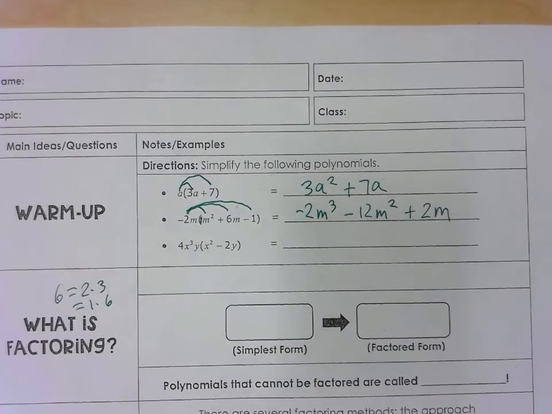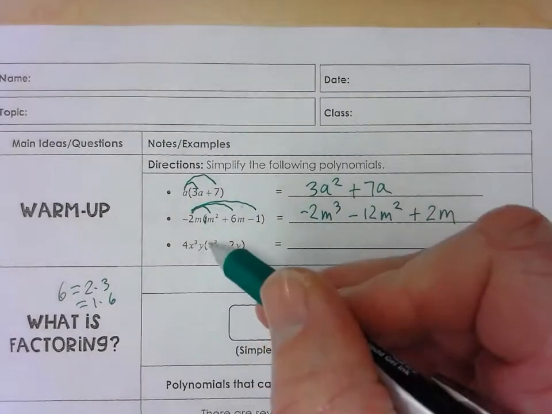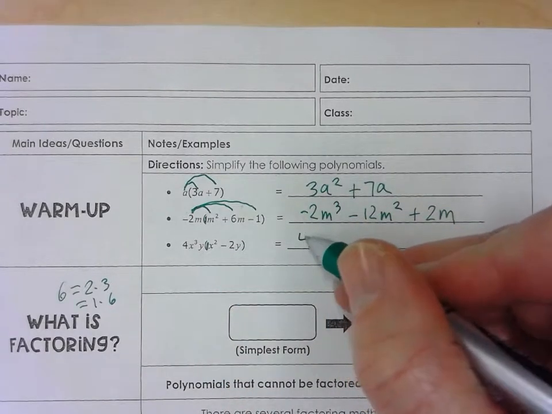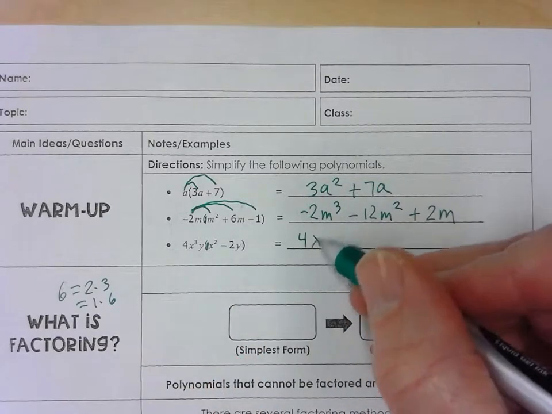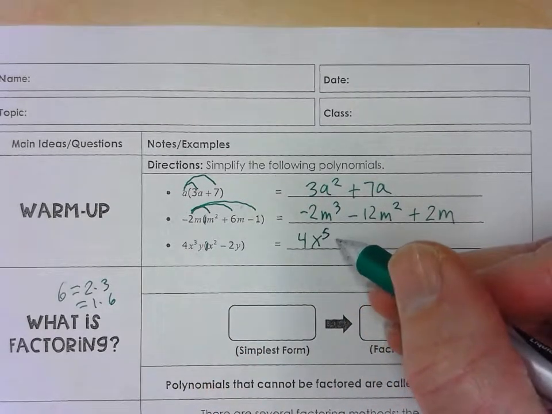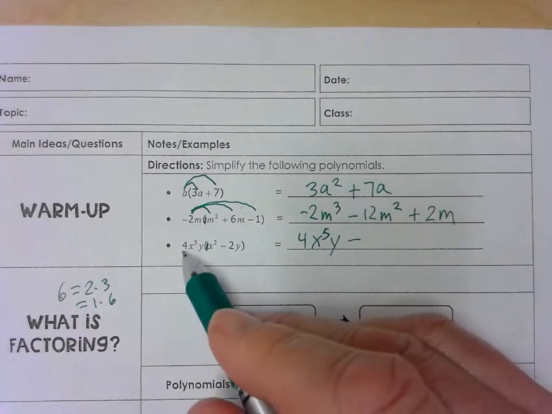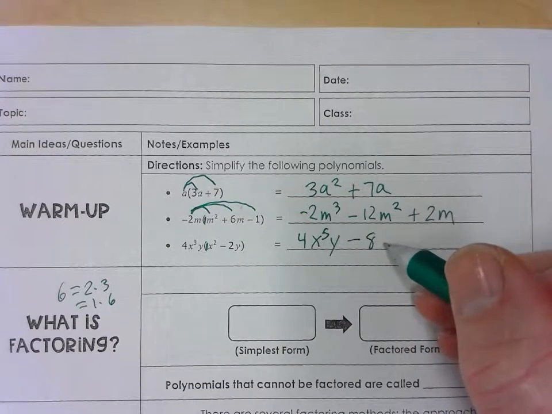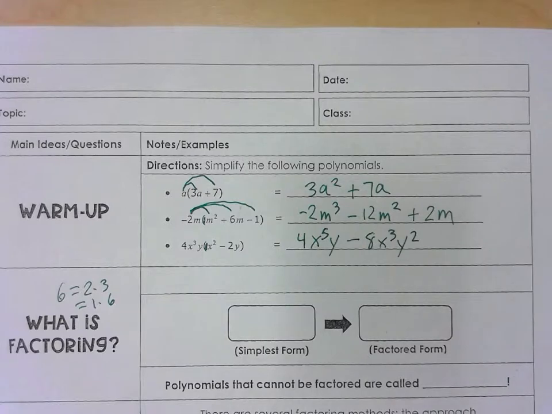All right, now the next one is invisible 1 right there. So it's 4 and 1 makes 4. And you multiply 4 times 1. We're going to add the exponents for x to the 5th, times y. Minus 4 times 2 is 8 with the negative, so it's 8x to the third y squared.